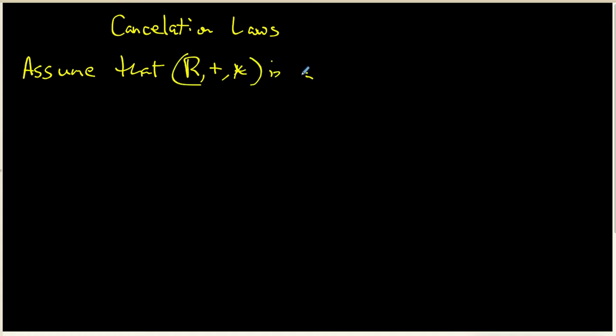In this video, we're going to look at cancellation laws in rings. And what I want to do is we're going to assume that R, under its addition and multiplication, is a ring with no zero divisors.